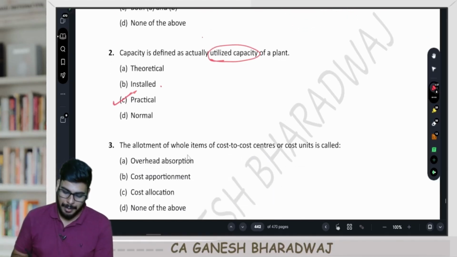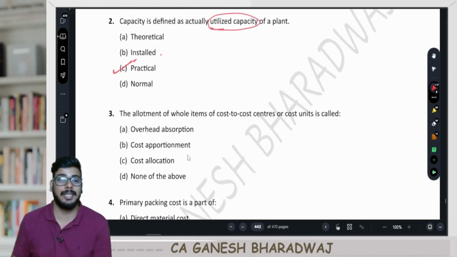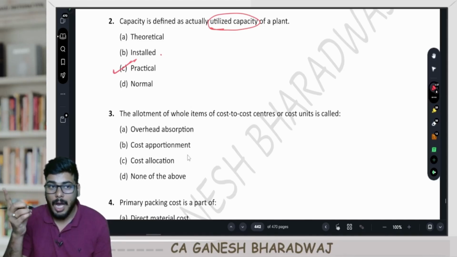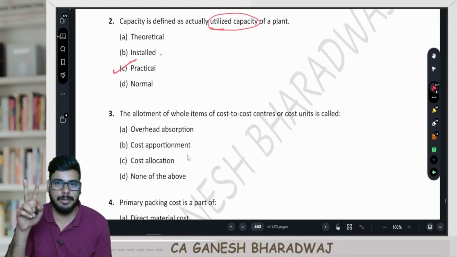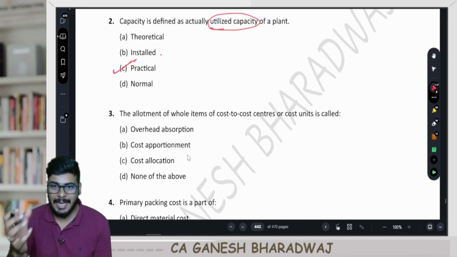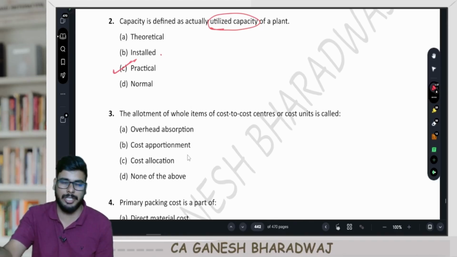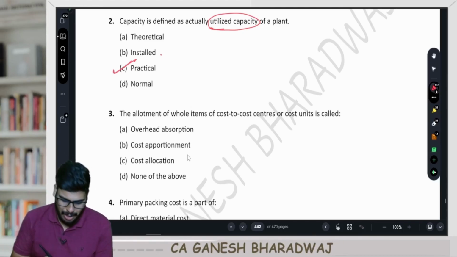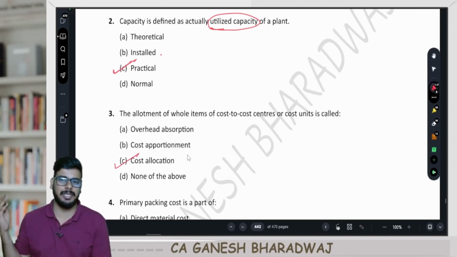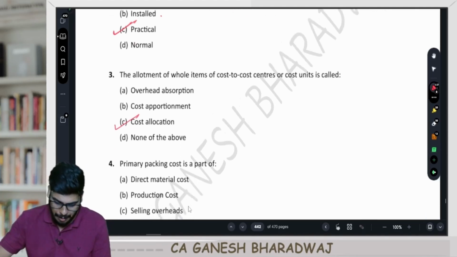Next, allotment of whole items of cost to cost centers or cost units is called as, look at this. I told you there are two things in overheads: apportionment and allocation. You remember that? Allocation means these items are readily available on a cost unit level. Cost unit means basically the unit for which you're computing the cost. In this case, your departments can be taken as a cost unit. So, readily available on a departmental level. So, what will you call that? Allocation. So, it's going to be cost allocation. Clear with this, guys? Know it logically. Don't mug up anything.